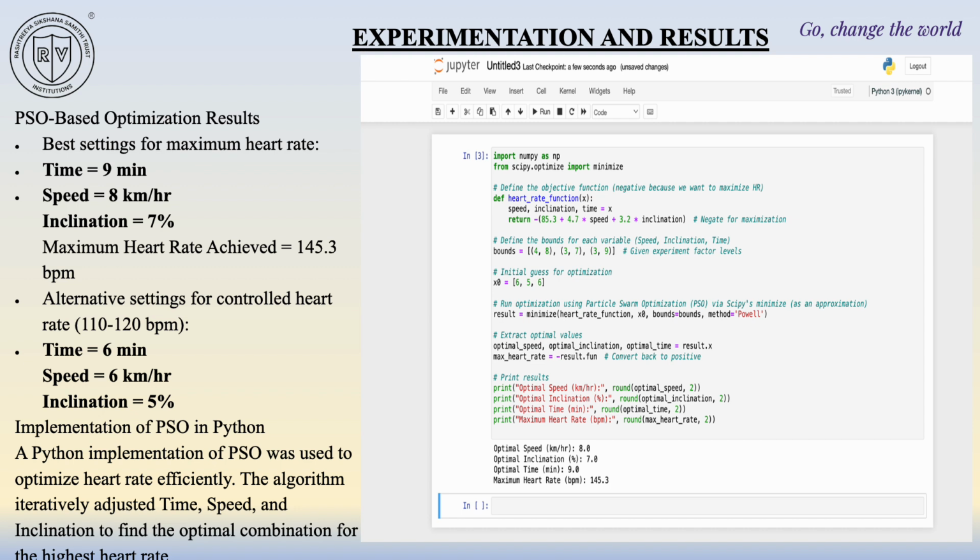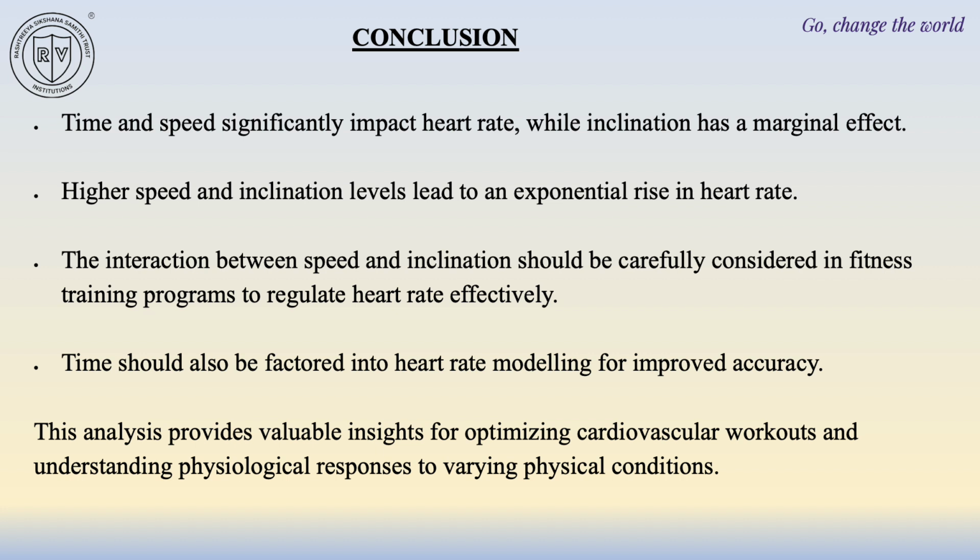To conclude this, we can say that time and speed significantly impacted heart rate, while the inclination has a marginal effect, because time and speed held a p-value of 0, and inclination held 0.132 in the general linear model and a value of 0.054 in regression analysis, which suggested that the p-value of 0.054 has a marginal effect, while the p-value of 0.132 as observed in the regression analysis did not hold that much significance.